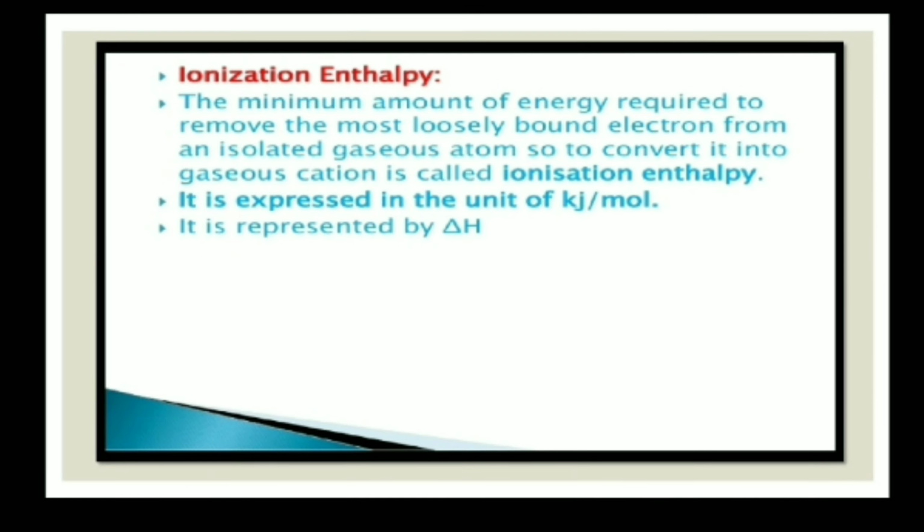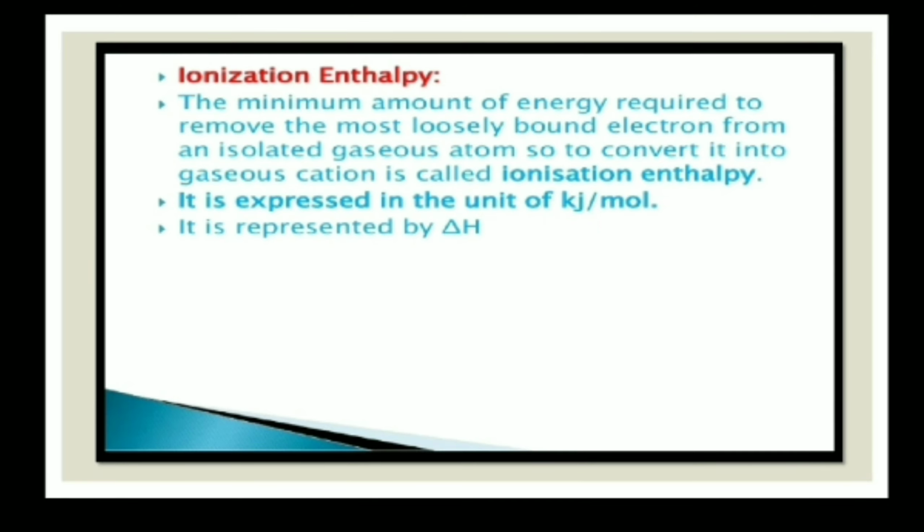Ionization enthalpy is the minimum amount of energy required to remove the most loosely bound electron from an isolated gaseous atom, to convert it into a gaseous cation. It is expressed in the unit of kilojoule per mole, and it is represented by delta H.